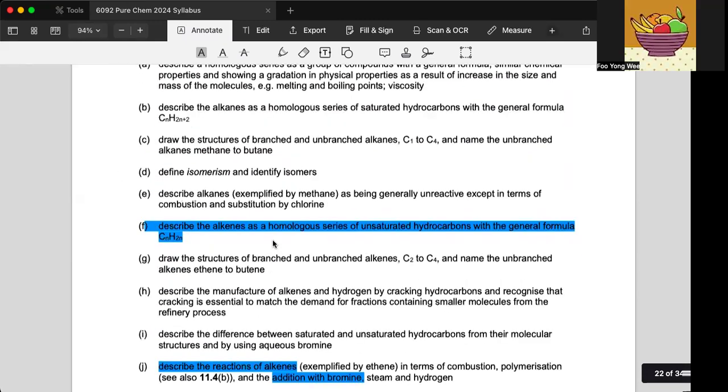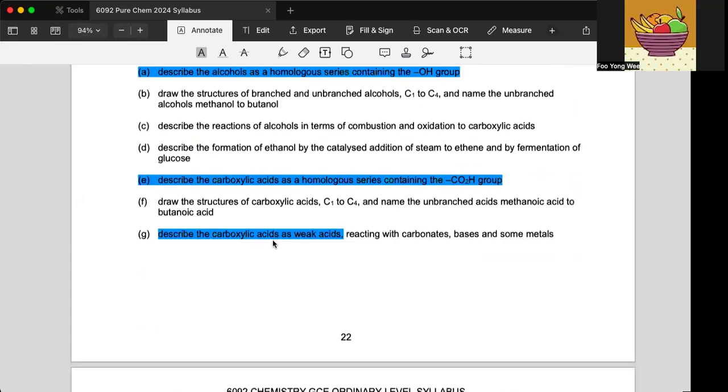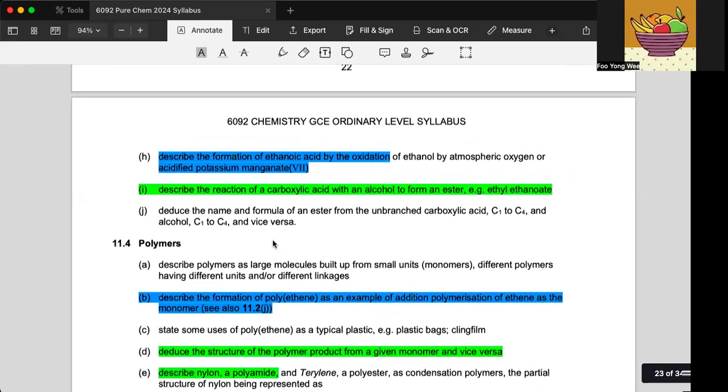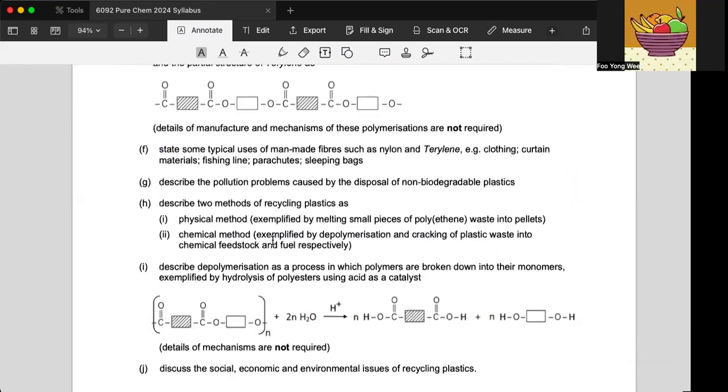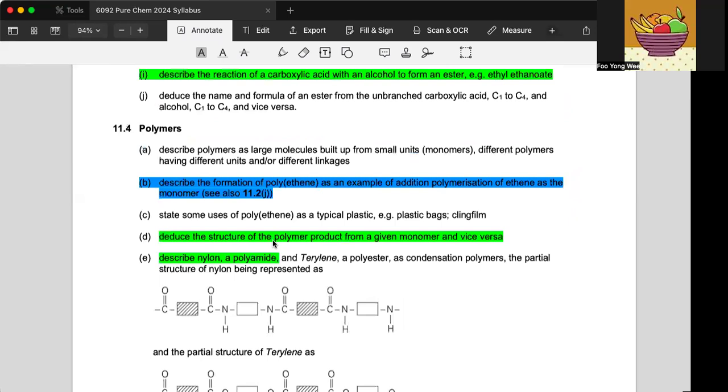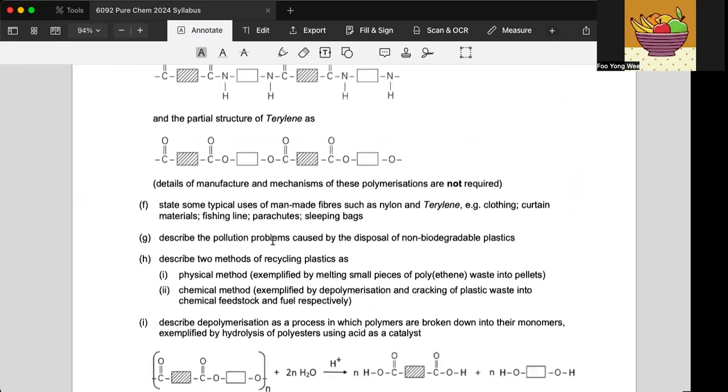Hydrocarbons, yes, very important, the whole thing. Alcohols, esters, carboxylic acids, yes. Polymers, no need to argue, it will come out. But the difference between condensation and addition polymerization will not come out, because that was tested last year. There will be other learning outcomes.